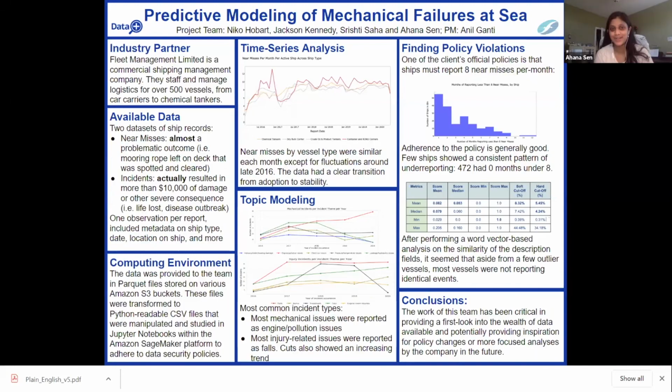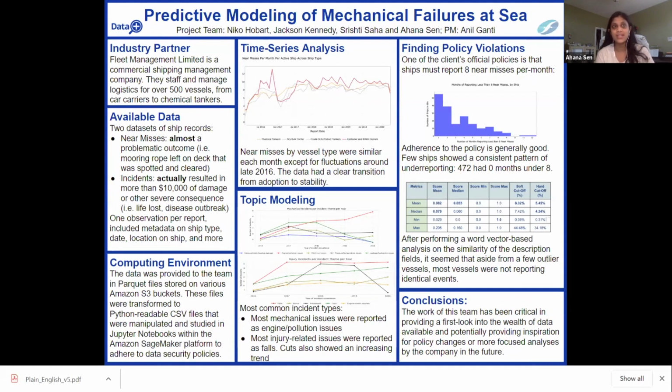Mechanical sensor data. In reality, most of the data that we were working with was record data regarding problematic incidents that happened on fleet management ships. There are two main types of incidents: near misses, which were almost problematic outcomes, and incidents themselves, which resulted in more than $10,000 in damage.